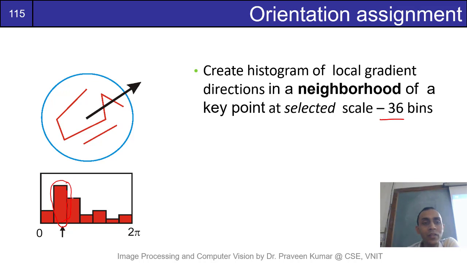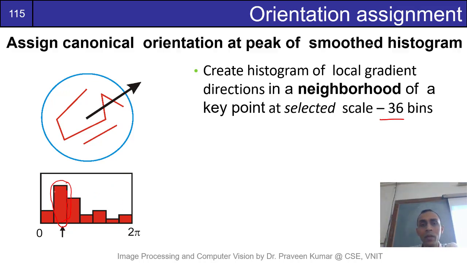The reason why they do it this way, and why not simply count, is that they actually do some kind of smoothing. So for example, in this patch, let us say these are the gradient directions. Most of the gradient directions are in this region, so our dominant gradient direction will come out to be somewhere around this orientation.